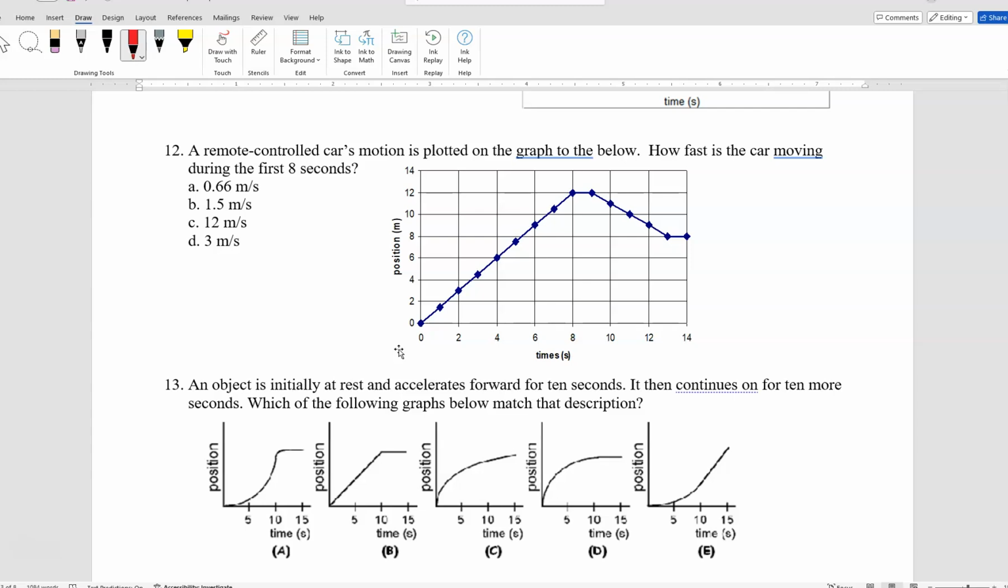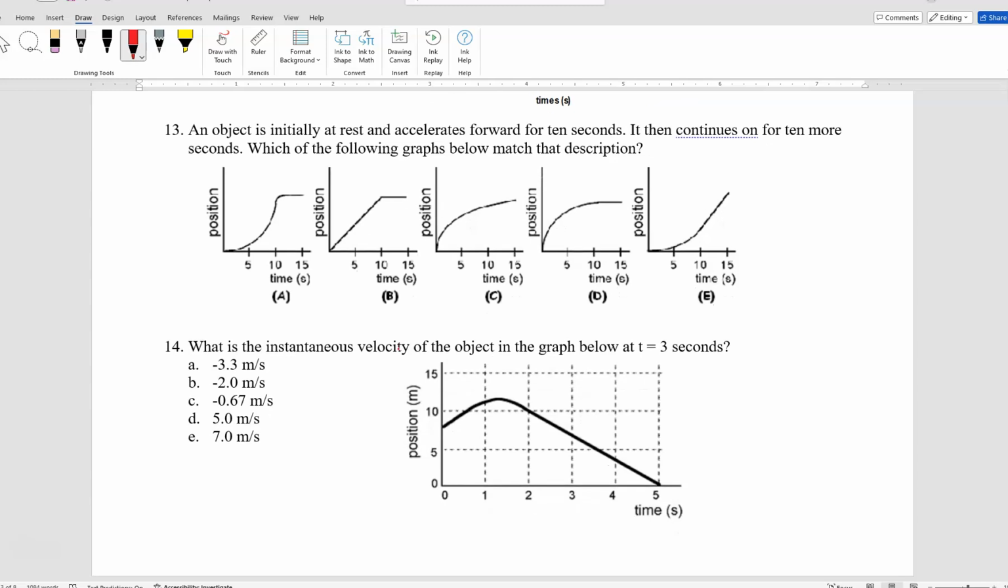Number 12 is a position versus time graph, and the question is asking us for how fast the car is moving. So the velocity or the speed off a position versus time graph is just the slope. So this is a pretty easy one. You just pick maybe the first point at 0, 0, and then during the first 8 seconds, the last point. It's a straight line. Any 2 points along that line should give us the slope, which is the speed. So it would be 12 over 8 is the slope, which should get us B, 1.5 meters per second.